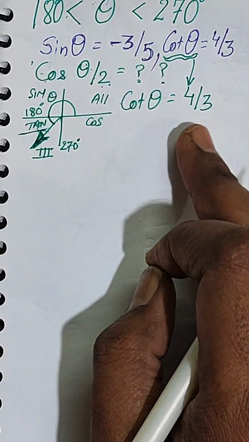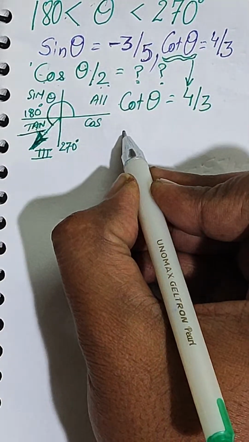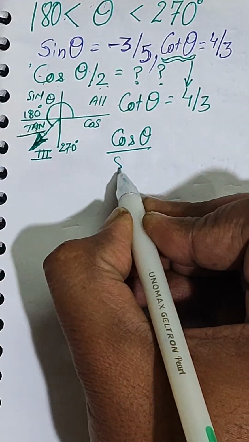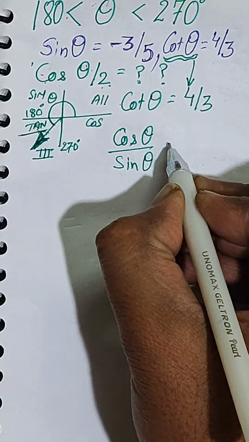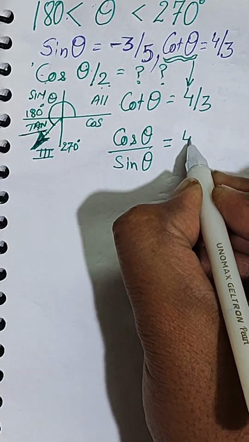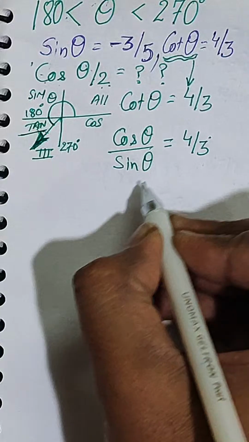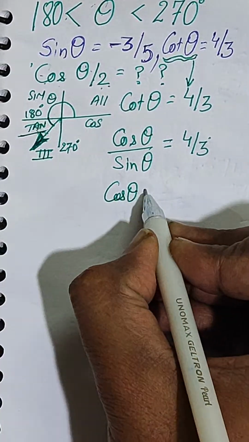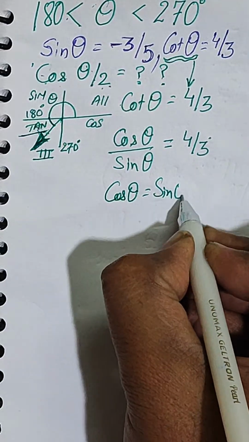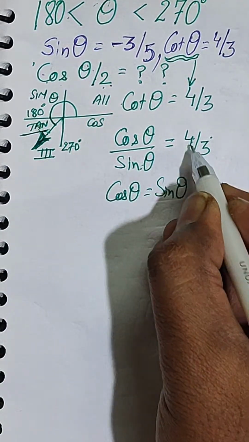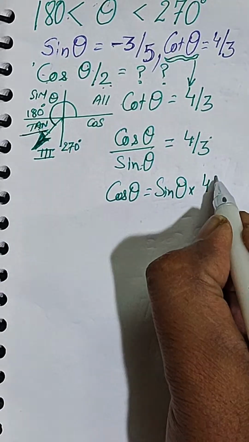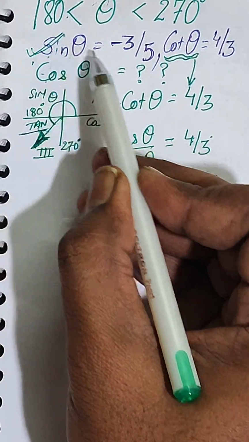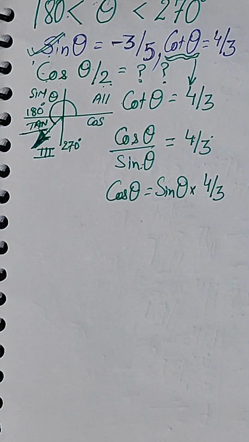So this can be further broken down as cot theta can be written as cos theta by sin theta, whose value is 4 by 3. So from here we can write cos theta as sin theta going to the RHS, multiplied by 4 by 3, and the value of sin theta is minus 3 by 5.